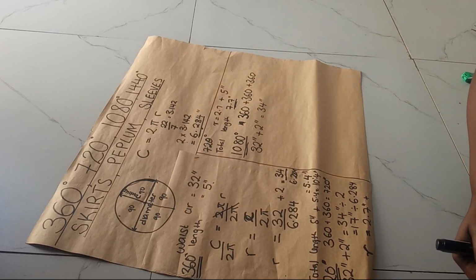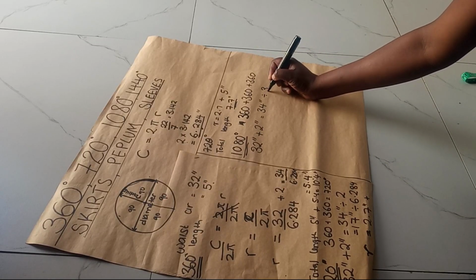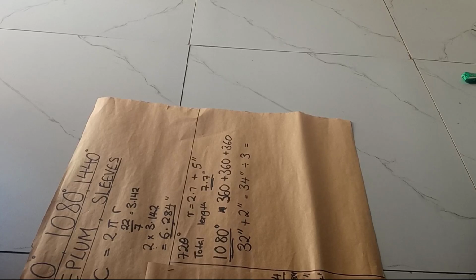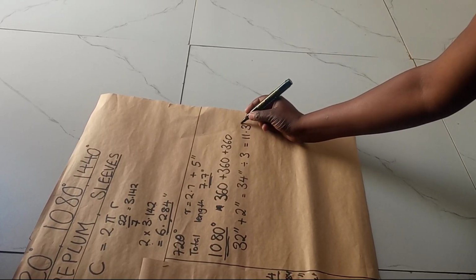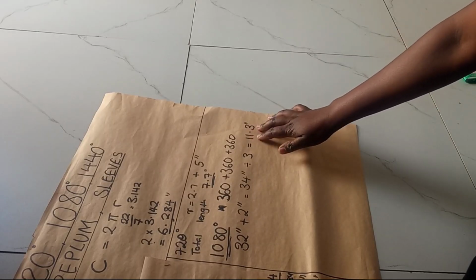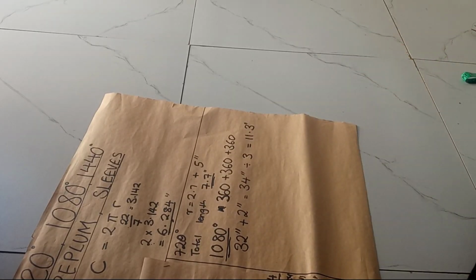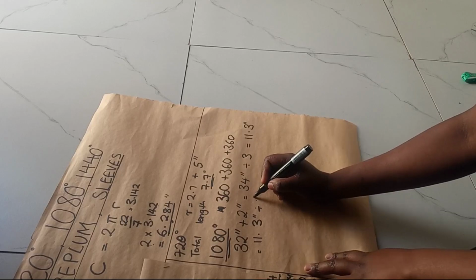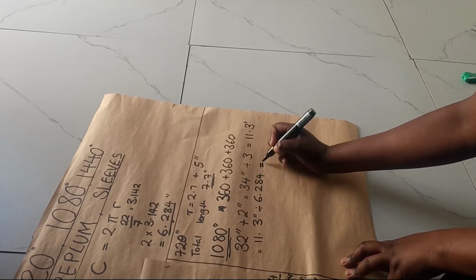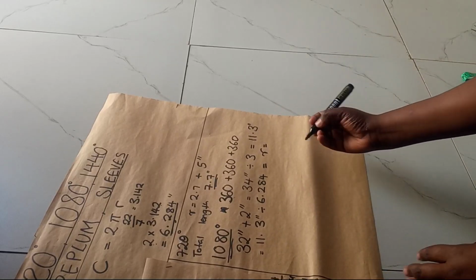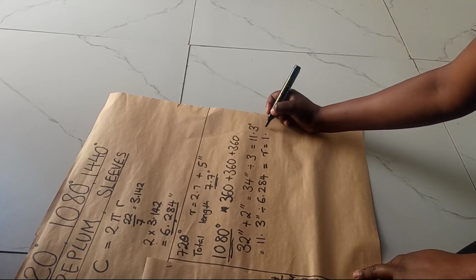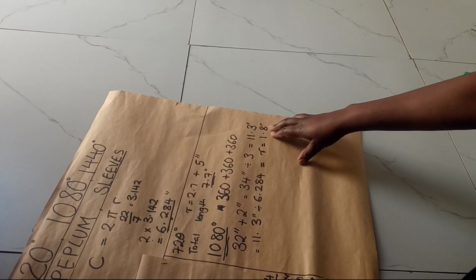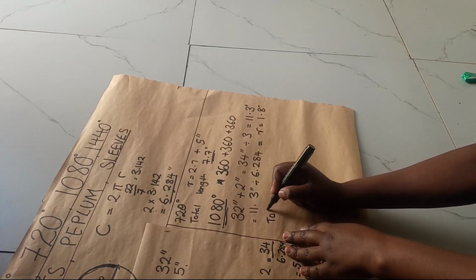Then the waist circumference is going to be divided into 3 equal parts, like this. So you divide this, which will give us 11.3 inches. My waist is going to be divided into 3 equal parts since we're going to have 3 separate 360 degrees flares. So 11.3 divided by 6.284, and this will give us our radius of 1.8 inches. I've just rounded that off to 1.8.